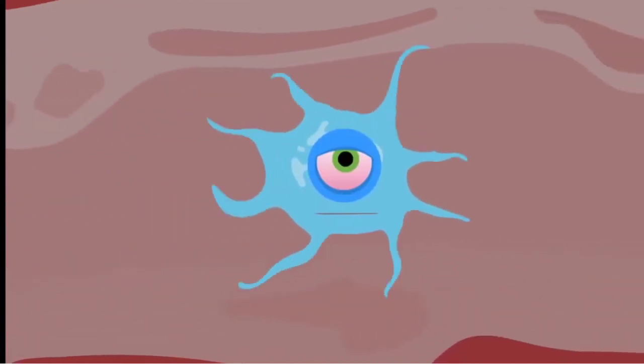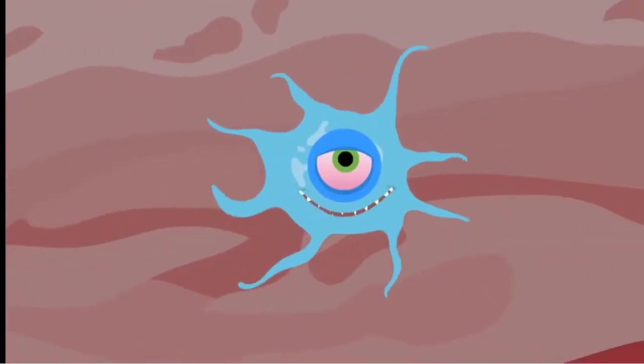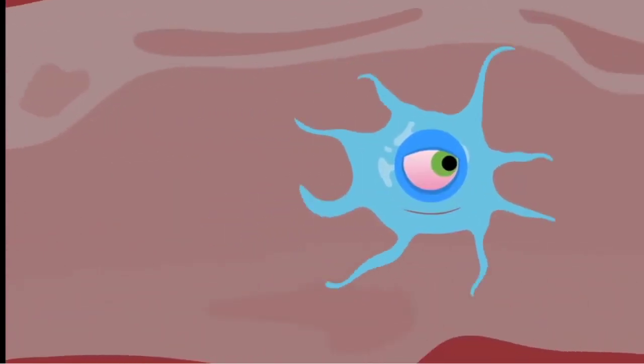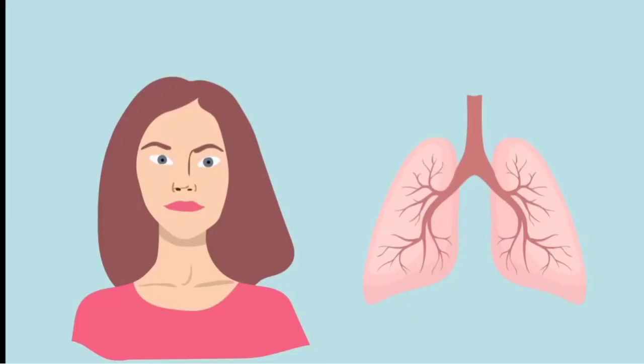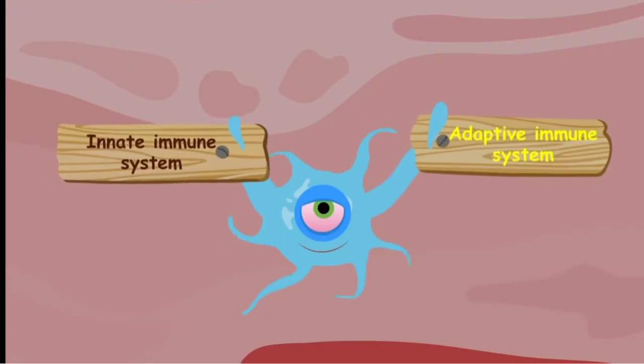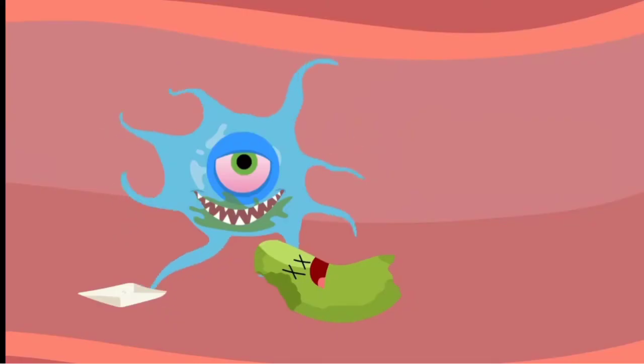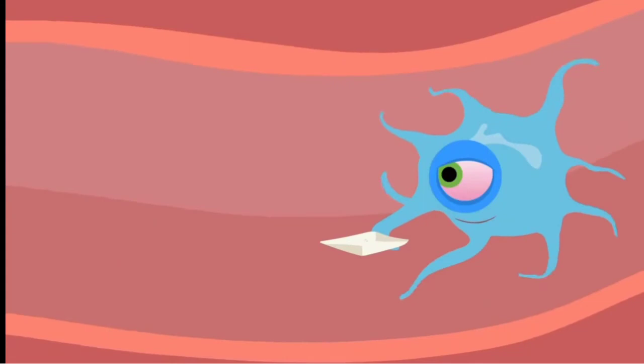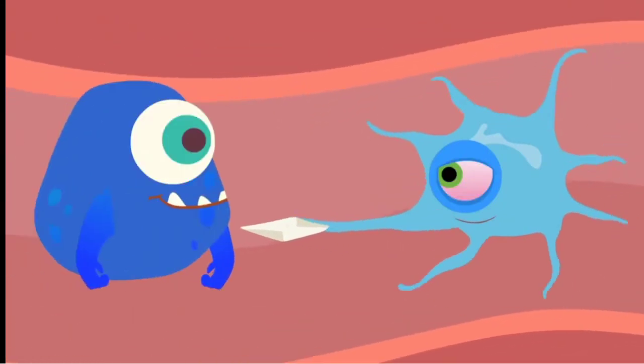The last cells of our innate immune system are the dendritic cells. These are found in places that come in contact with the outside environment, such as the nose and lungs. They are the link between our innate and adaptive immune systems. They eat a pathogen and then carry information about it to our adaptive immune system cells.